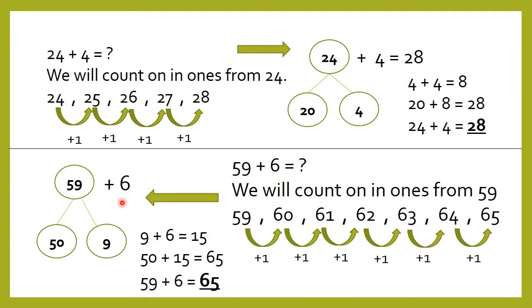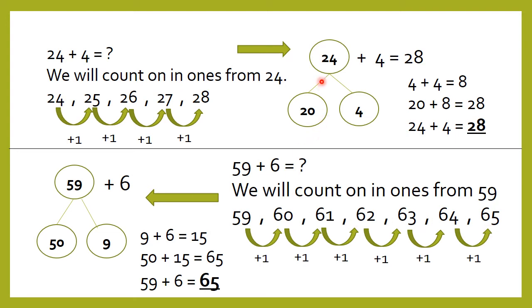Here you can see 59 plus 6. I'll obviously count on because it is plus. I'll count on in ones, and the number of steps will be 6. 59 plus 1, 60, 61, 62, 63, 64 and 65. So 59 plus 6 is 65. You can see I have counted on in steps of 6: 1, 2, 3, 4, 5 and 6.